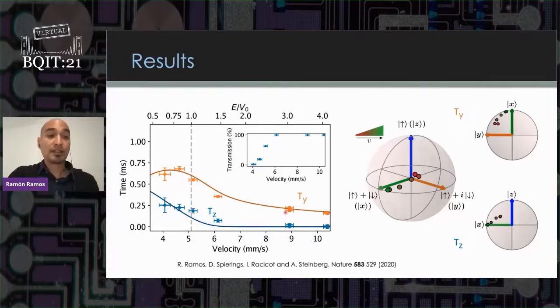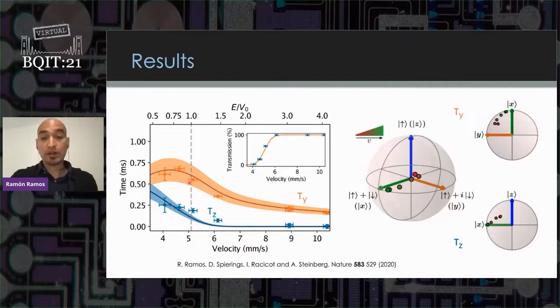The solid lines are theory based on weak value formalism, and our data agrees well with this theory. Furthermore, we can compare our data against a 1D two-component Gross-Pitaevskii simulation, and again, the agreement is good.